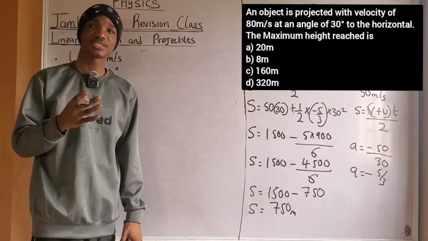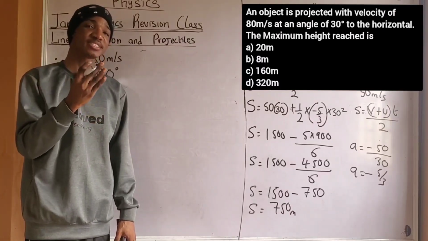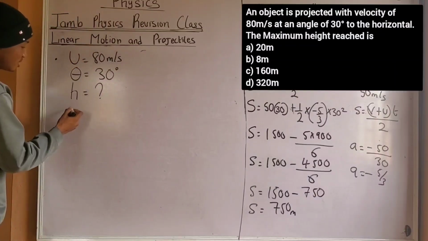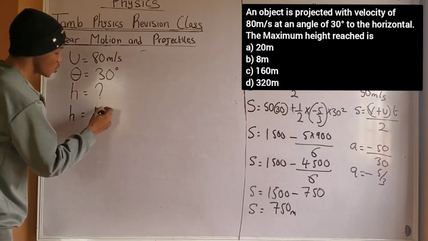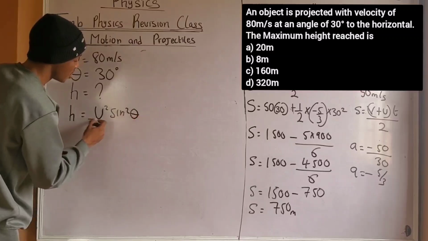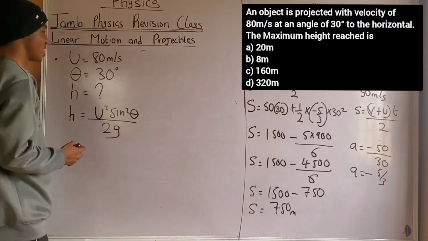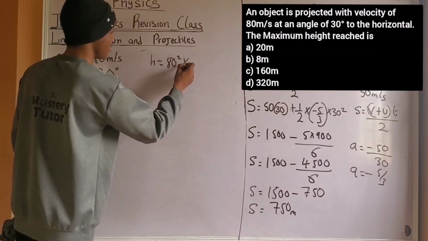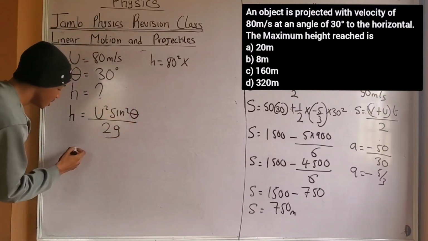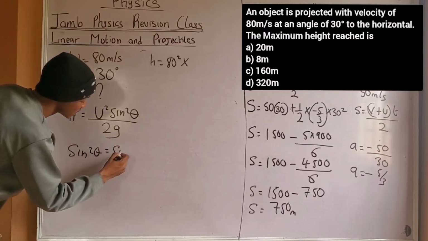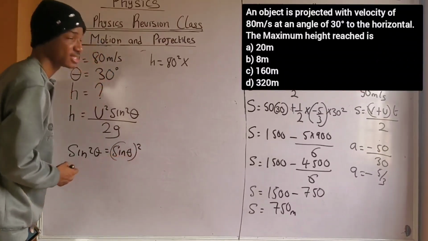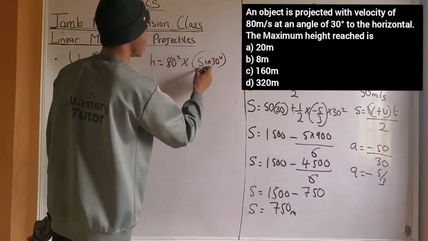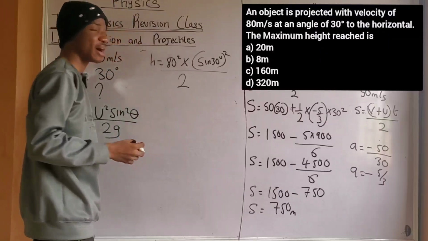A projected object always has 3 properties. Number 1, the time of flight, the range, and also the maximum height attained. Now, the formula for the maximum height is this: u squared sine squared theta all over 2g. Are you getting it? Now, u is 80, so I'm going to have height is equal to 80 squared multiplied by, don't forget that sine squared theta, listen, sine squared theta is equal to sine theta raised to the power of 2. Are you getting it? So I'm going to have sine 30 degrees raised to the power of 2 all over 2 multiplied by g.